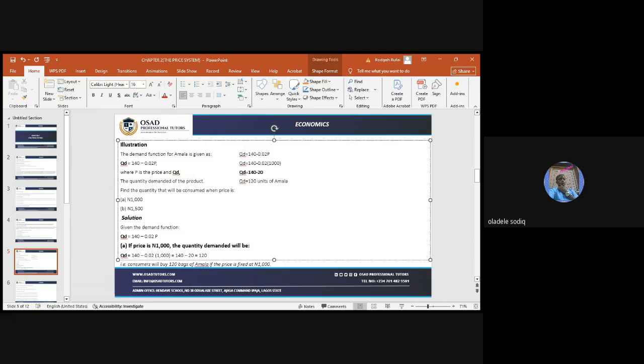So let's do the second part. Let's use the same thing here. If the price is now 1,500, we just change this to 1,500. So when we multiply that by 0.02, what will it give us? That's 30. So we have 30. By the time we subtract, what is it going to give us? 110. So that is our answer.